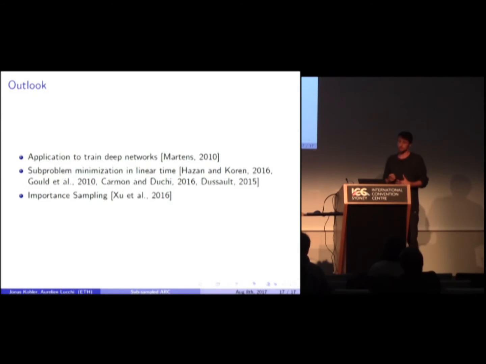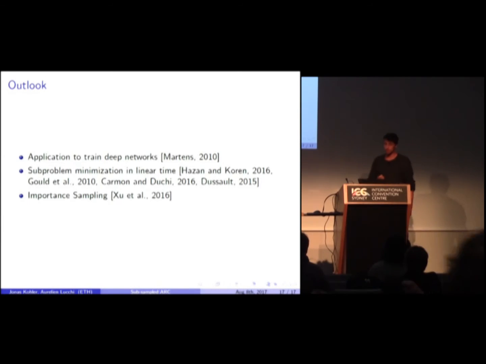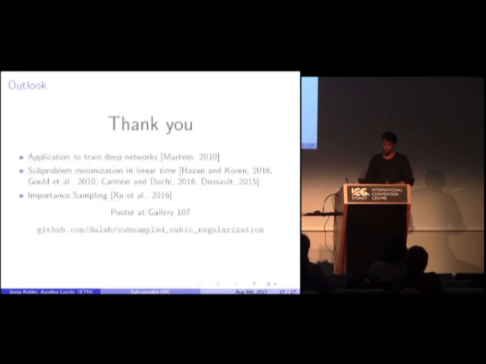And then the subproblem minimization, as I said, in the worst case, it's d squared, so it would be cool to get this down to linear time in d, either by understanding the Krylov process better or by using other methods, and there's a lot of work going on here too. And then, of course, as I said, you don't need an unbiased estimator, so you could do importance sampling there.